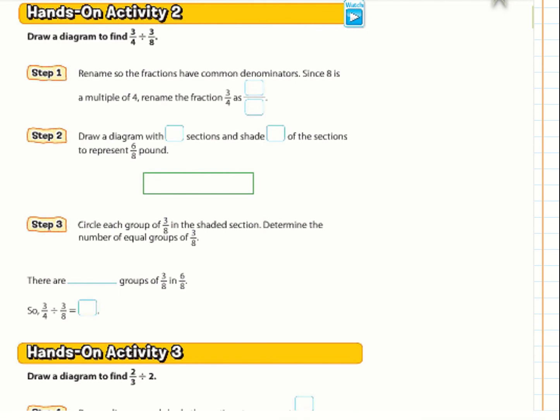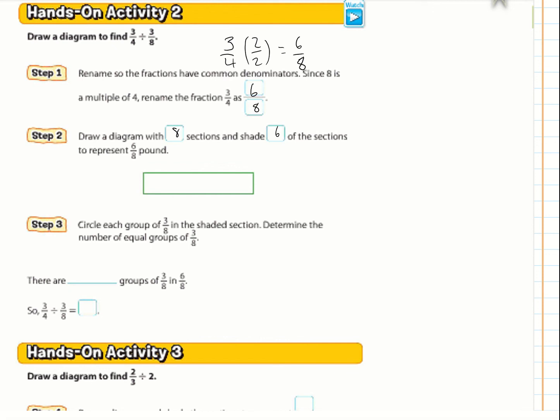Step 2. Find 3/4 divided by 3/8. Rename the fractions so they have common denominators. I already don't like this. Since 8 is a multiple of 4, rename the fraction 3/4 as 6/8. Because we can take 3/4, and if we multiply that by 2/2, that's going to be 6/8. And we can do that because 2/2 equals 1. So we know that 6/8 and 3/4 are equivalent.